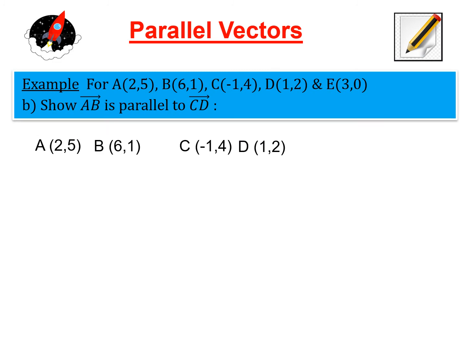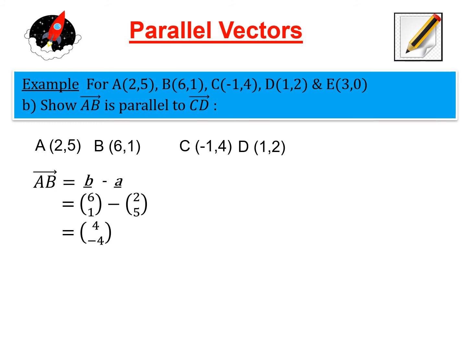Let's look at example B. It's the same 5 points we're working with, and we've been asked to show that vector AB is parallel to vector CD. So exactly the same procedure as before. We need to get the vector AB. So that's column vector B subtract column vector A. So (6, 1) take away (2, 5), which is (4, -4). We've already worked that out in the previous slide.